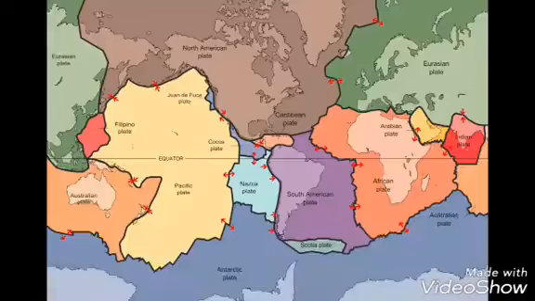Guys, this is Suck, and today we are looking at what happens at plate boundaries. So Earth's outer layer, the crust, is divided into a set of large moving plates, and the lines where these plates meet are called plate boundaries. Now there are four main different plate boundaries, and we've got to learn what happens at each.